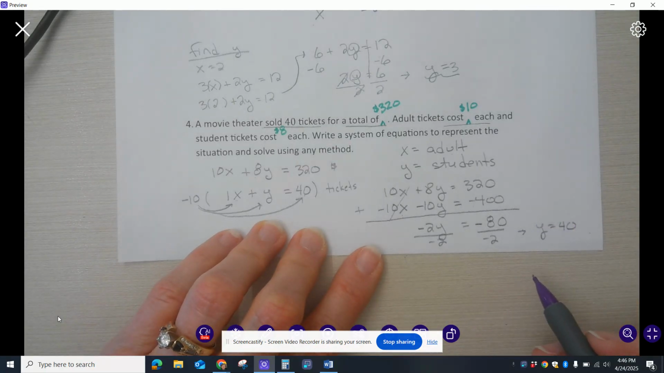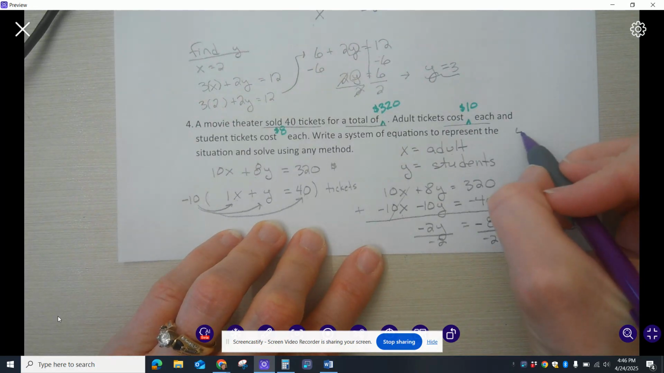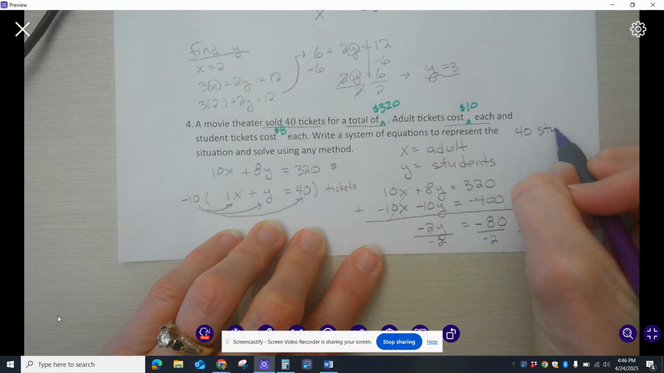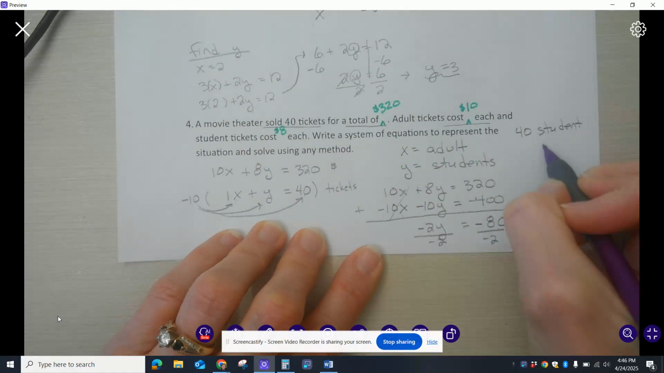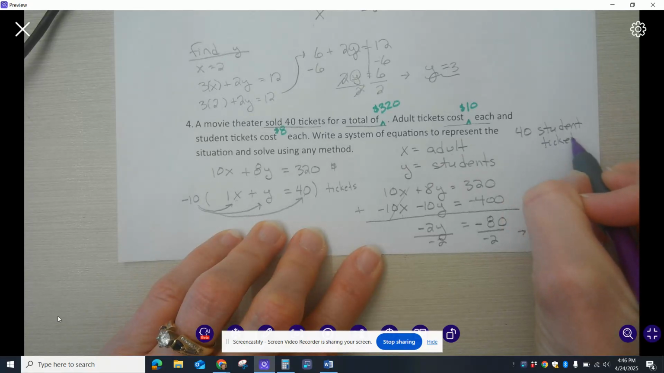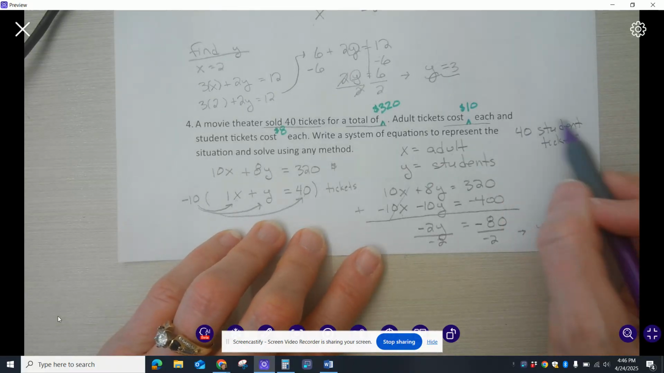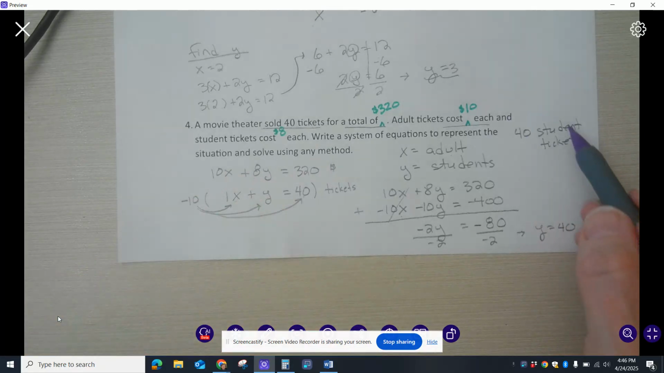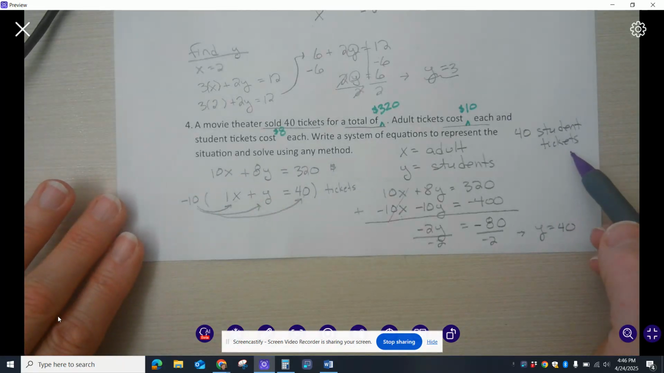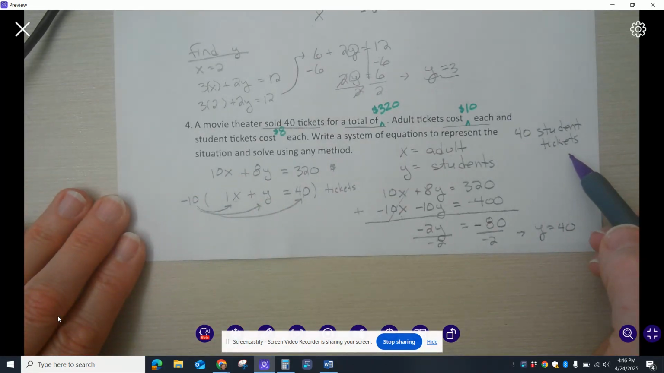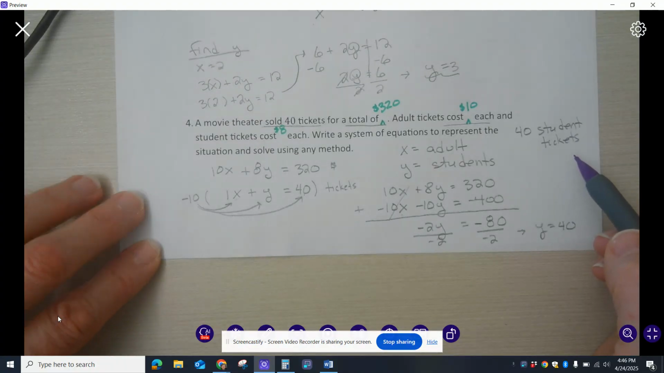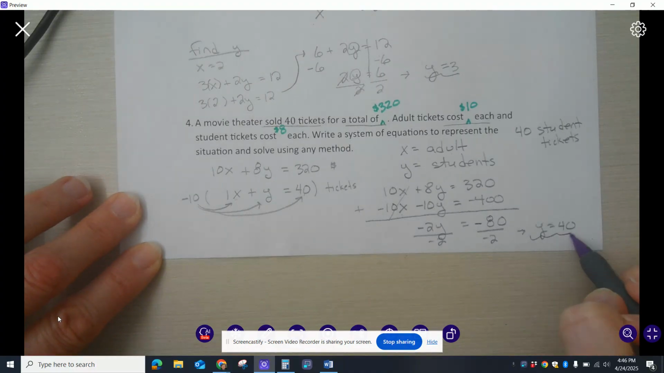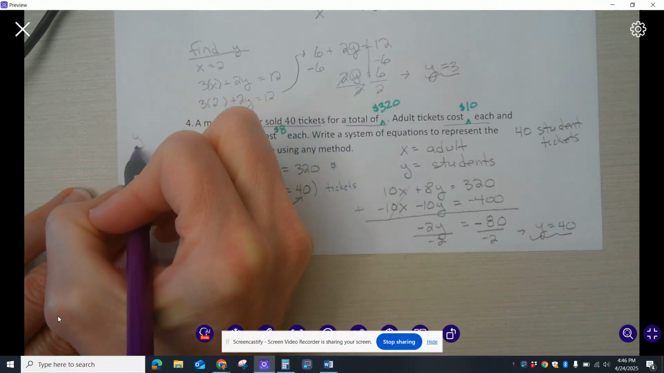So that is how many student tickets they sold. So they sold 40 student tickets. Remember, a story problem requires a story answer, so you need units, or words, which in this case is student tickets. Now we need to figure out how many adult tickets they sold. We're running out of a little room. So y equals 40. I'm going to move right over here into the margin.